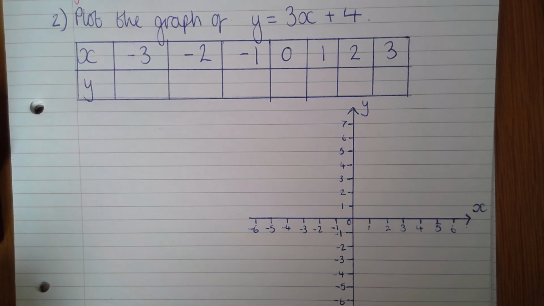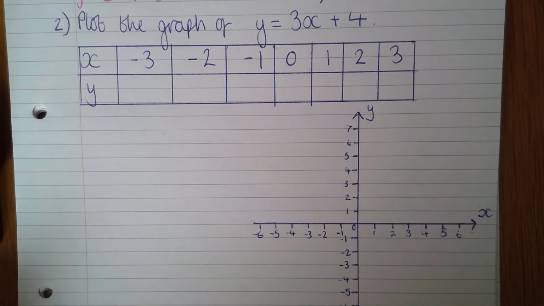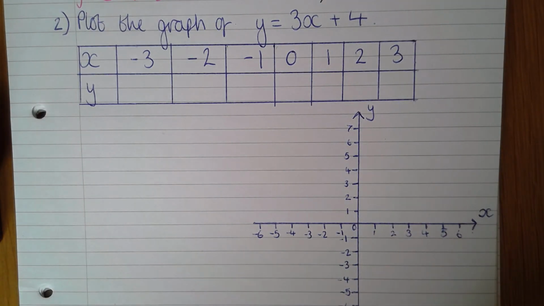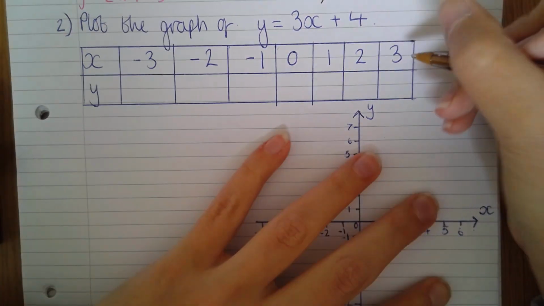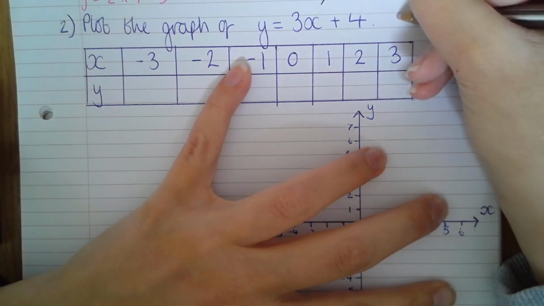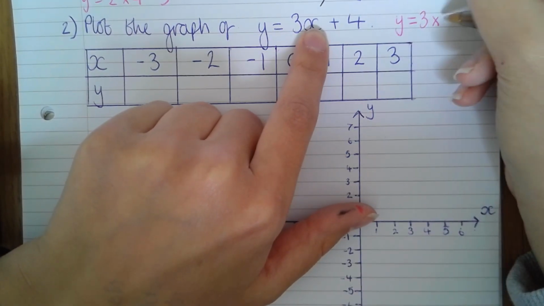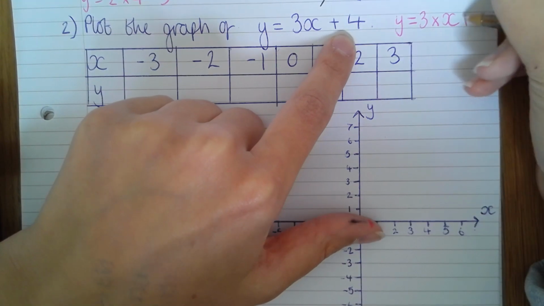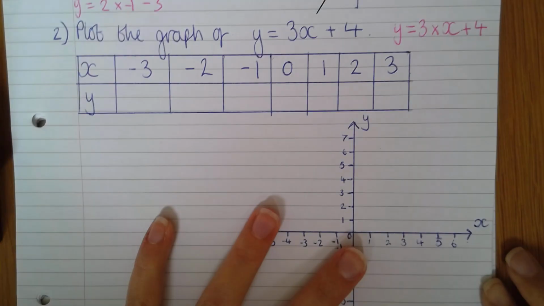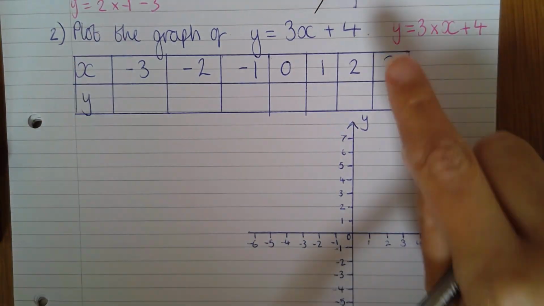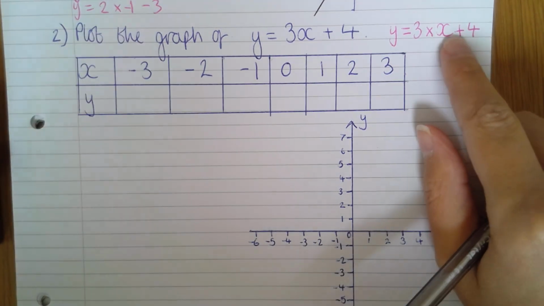Okay, we're going to have a go at the next one. So I'd recommend you pause the video, copy it down. Okay, so again, we're going to start by finding the values that go in the table. So we're going to rewrite this. So y equals 3x means 3 times x plus 4. So we're just writing it a different way.